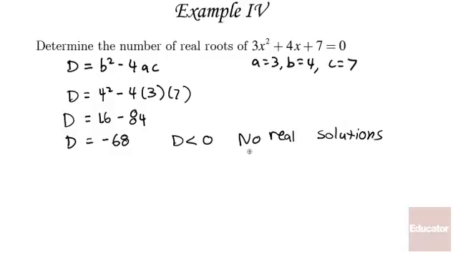As I just mentioned, if the discriminant was equal to 0, there would have been one unique solution. If the discriminant is positive, you would have had two real solutions. So there are no real solutions to this quadratic equation.